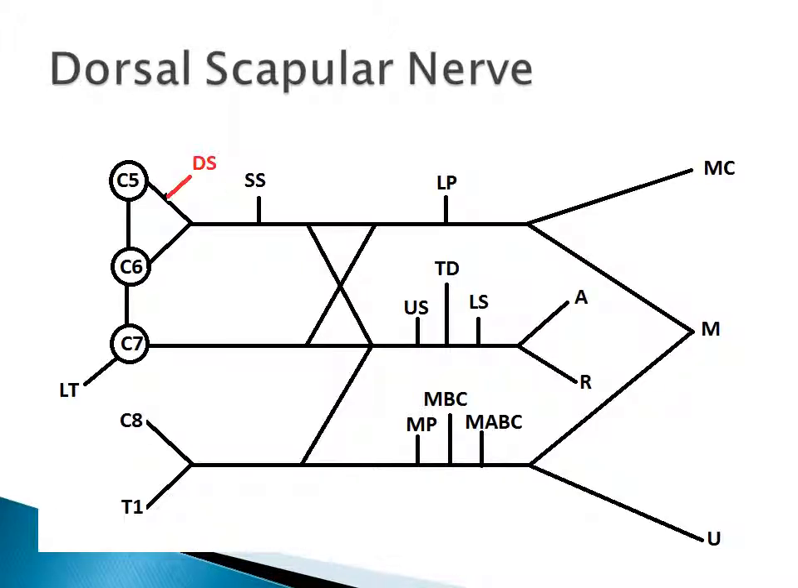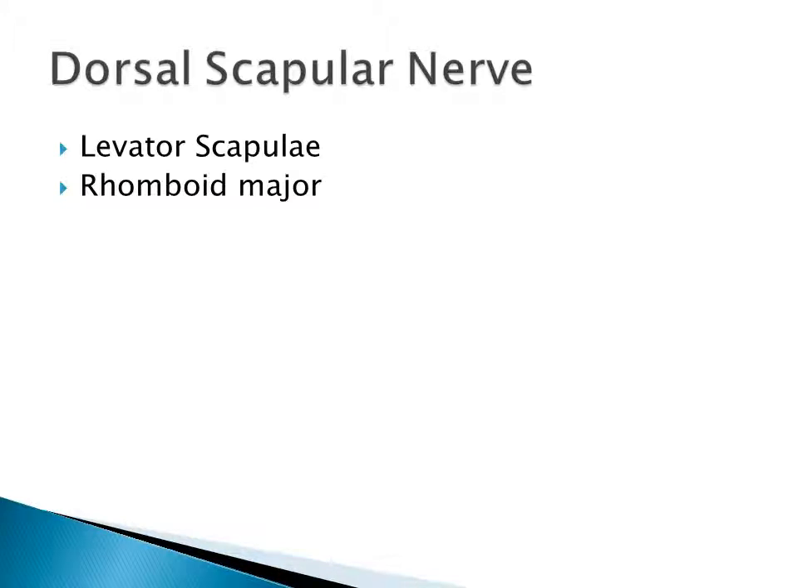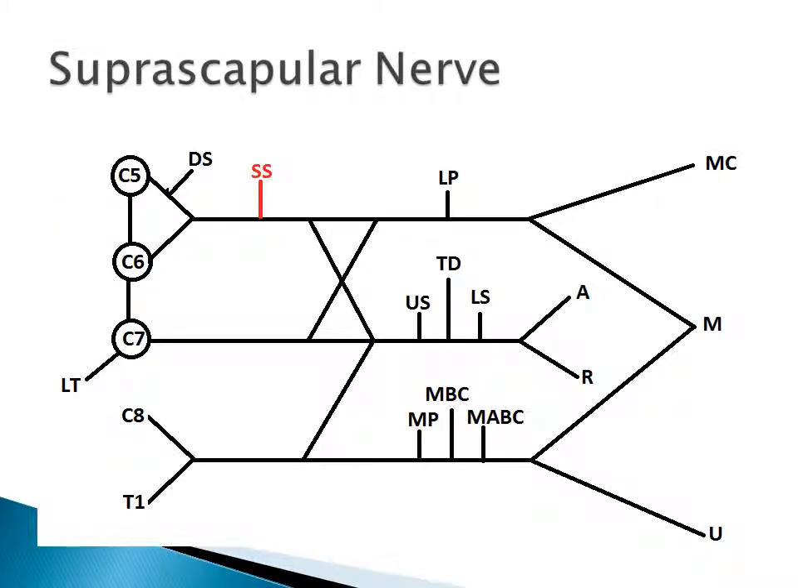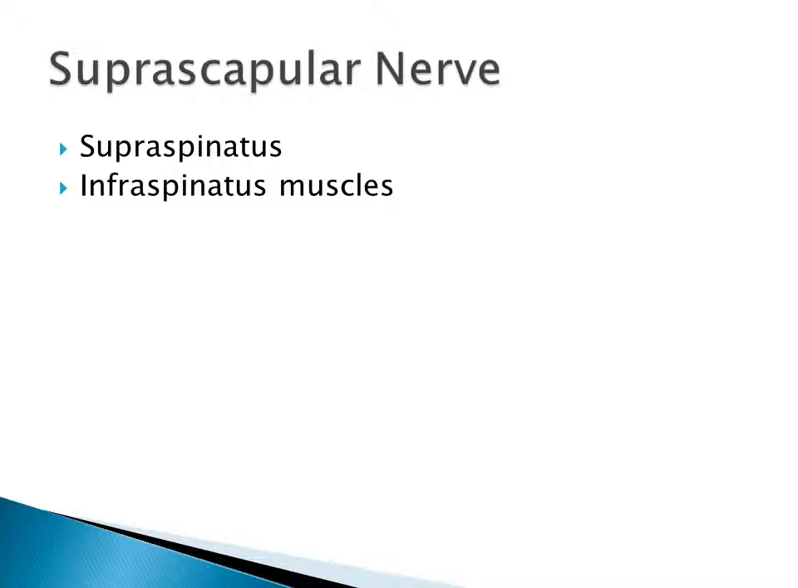Next, we will look at the dorsal scapular nerve. This innervates the levator scapulae, the rhomboid major and the rhomboid minor muscles. Next, we look at the suprascapular nerve. The suprascapular nerve innervates the supraspinatus muscle and the infraspinatus muscle.